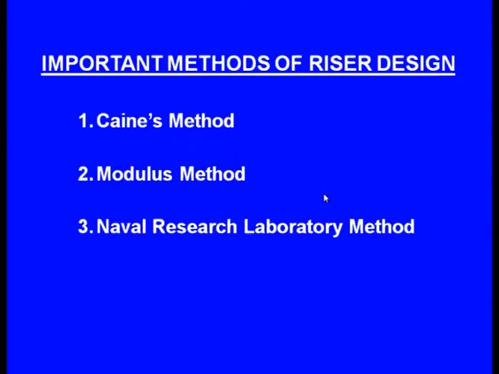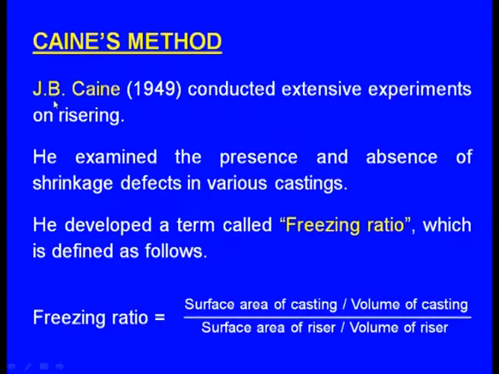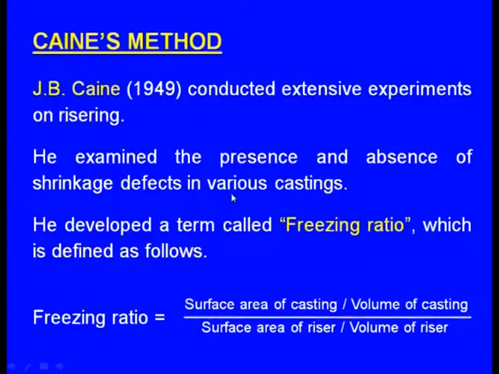So, these are the important methods of riser design. One is the Keynes method, the second one is the modulus method, and the third one is the Naval Research Laboratory method. Now, we will see all these one by one. First, we will see the Keynes method. J.B. Keynes conducted extensive experiments on risering sometime during 1949. He examined the presence and absence of shrinkage defects in various castings.